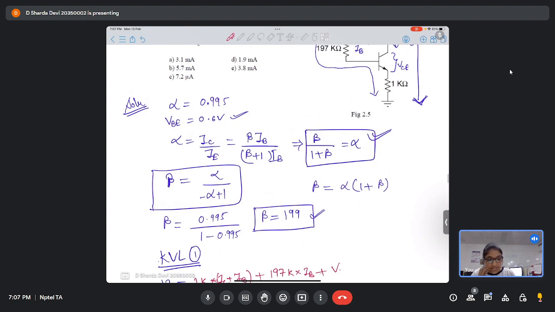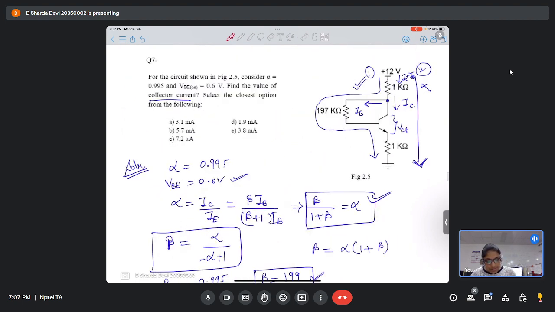Yes, VBE, VEB. VBE. Why? Because it is an NPN transistor. Clear enough? VBE or VEB, that is the concept. Okay. And then IE times 1 kilo ohms, or I can simply write IE as IC plus IB, right?